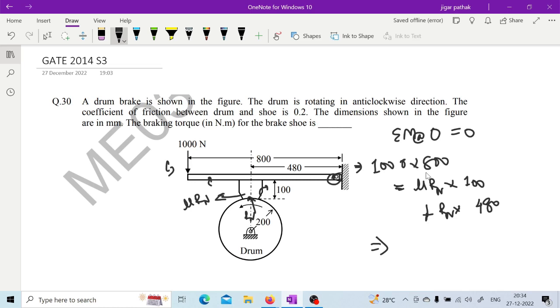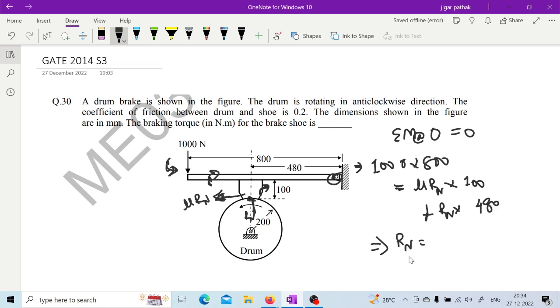No, sir. Mu Rn and 1000 will cause the moment in anti-clockwise, no, sir? No, this mu Rn is causing clockwise, no? It is in this direction, so it is causing clockwise. This 1000 is causing anti-clockwise. Okay, sir. Rn is causing clockwise. So I have equated anti-clockwise to clockwise. Right? So from this you can calculate Rn, because you have mu with you, right?